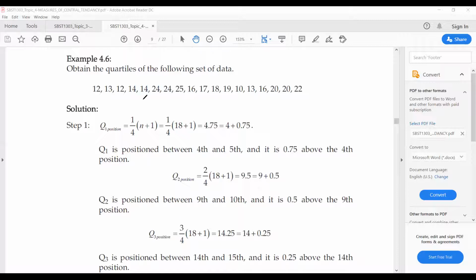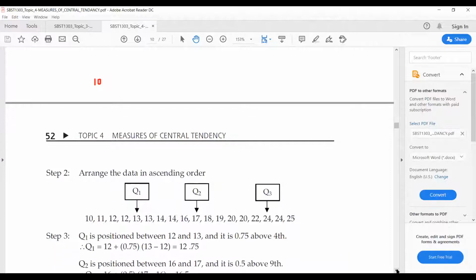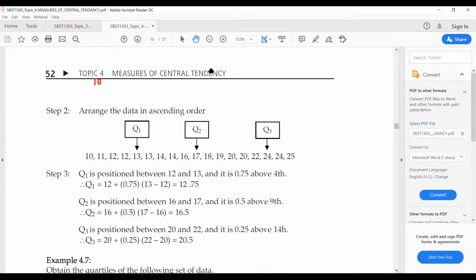In arranging the data set, I think the smallest value here is 10. So we got 10 here. Let me be sure, probably it's already been arranged for us. Yeah, it's here. It's already arranged. This is the data arranged here. So to get a quartile, like we said, Q1 is 1 over 4. The general formula is R over 4 into bracket N plus 1. That is for QR.